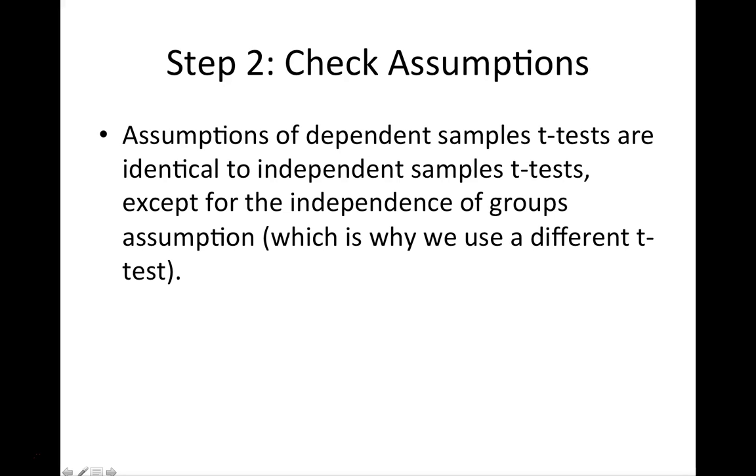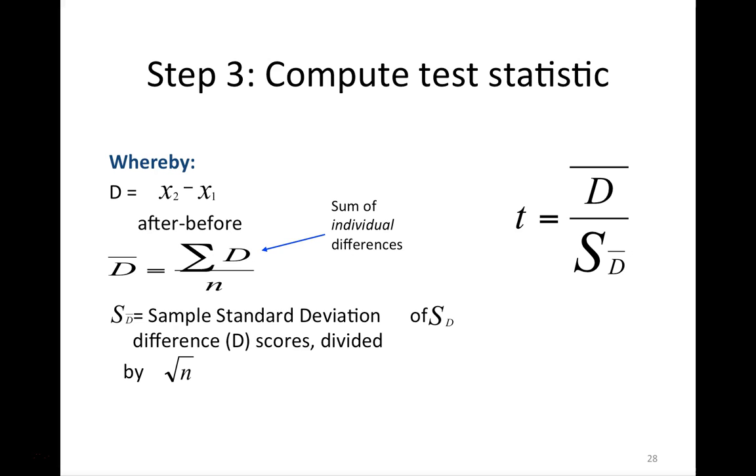So again, we want to check our assumptions, and luckily for the dependent samples t-test, our assumptions are exactly the same as for the independent samples t-test, with the exception of having independent groups. So the independence of groups assumption is obviously not met in this situation, which is why we use a different t-test entirely. Otherwise, those assumptions are still the same. So we want to still go through the same process of checking normality unless our sample size is large enough, making sure that our variables are good in terms of being continuous, etc.